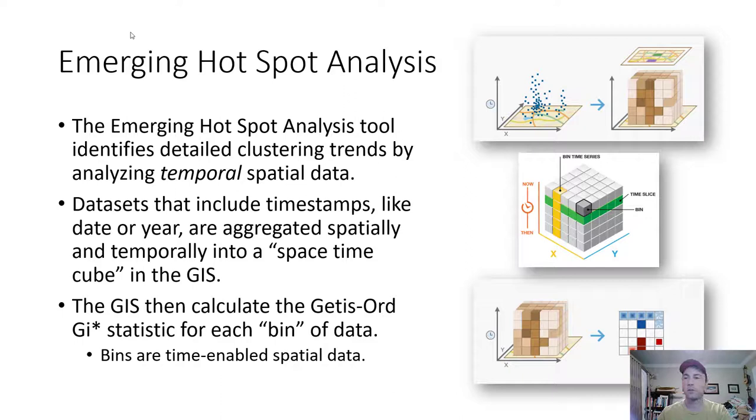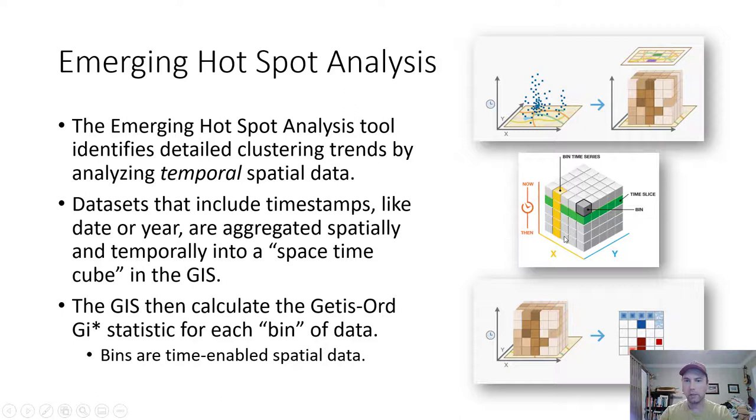To create a space-time cube, there are actually a couple of different ways in ArcGIS Pro. In order to run the emerging hotspot analysis, it's a two-step process. You first have to create your space-time cube from your input data, then you take that space-time cube and plug it into the emerging hotspot analysis tool. So you begin by aggregating data that is time enabled with either a date or a year, and it aggregates it spatially and temporally into the space-time cube, which is illustrated here.